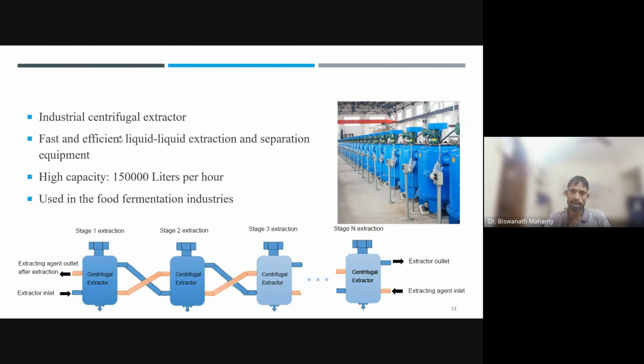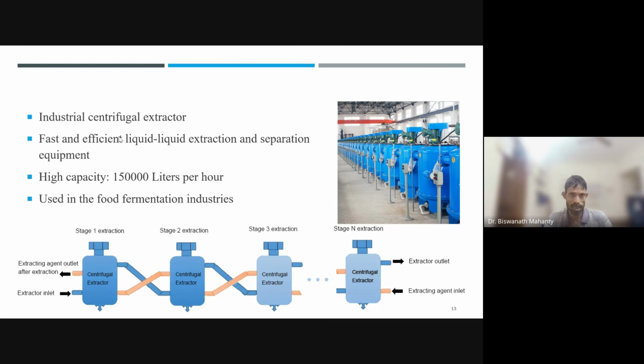In the case of industrial centrifugation, we can use a set of connected centrifugal extraction units, and the aqueous phase, which we refer to as the heavier phase, and the organic phase, which is the lighter phase, come into contact through the centrifugal extraction units while moving in opposite directions. So we can have a counter current extraction process with good capacity. For example, here we can have a capacity of 150,000 liters per hour.